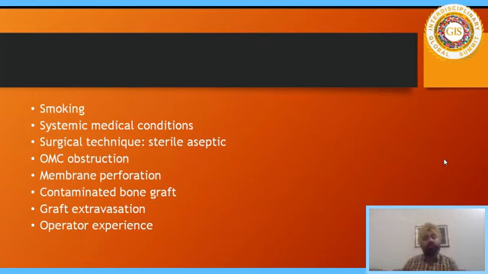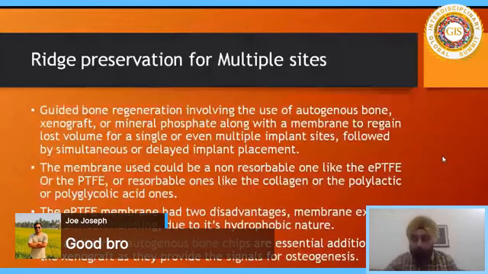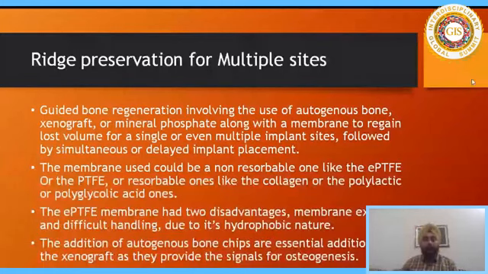Now, ridge preservation for multiple sites. Guided bone regeneration involves the use of autogenous bone and xenograft or mineral phosphate along with a membrane to regain lost volume for a single or even multiple implant sites, followed by simultaneous or delayed implant placement. The earlier membranes were the expanded PTFE membranes, or you could use a resorbable one like we do these days, which is the collagen or the polylactic or polyglycolic acid ones.